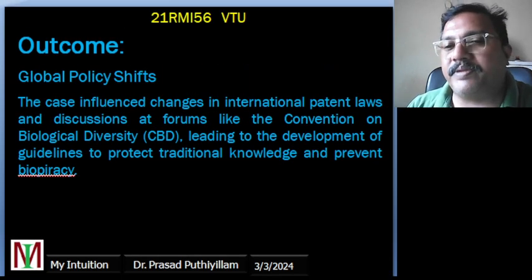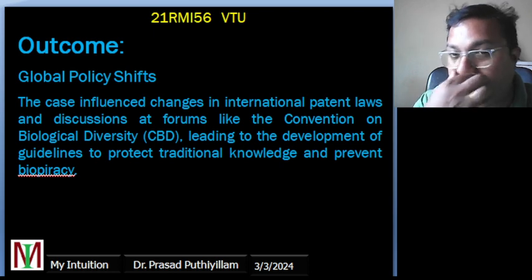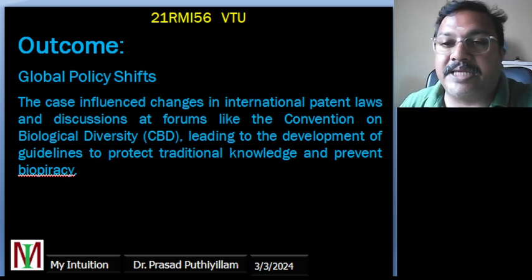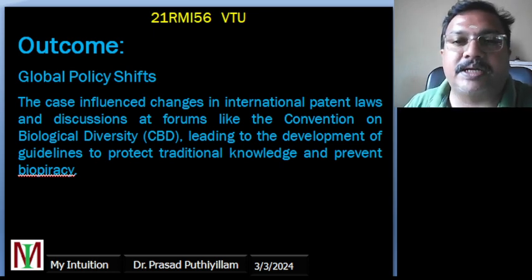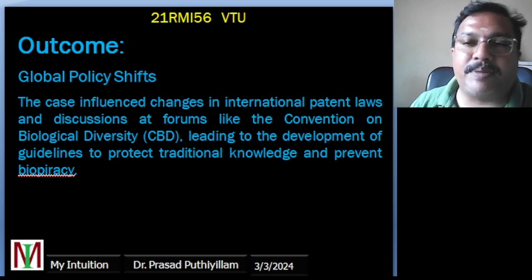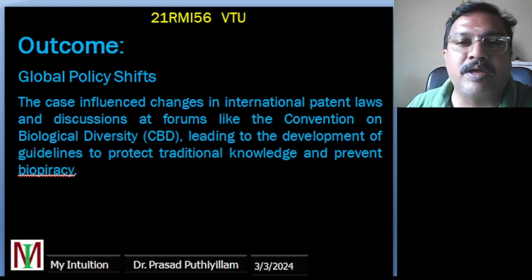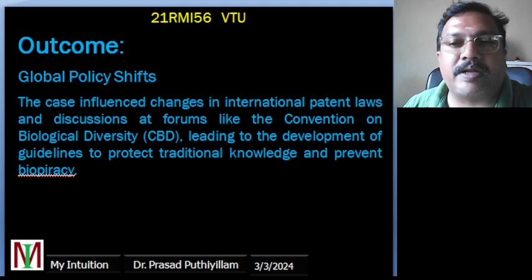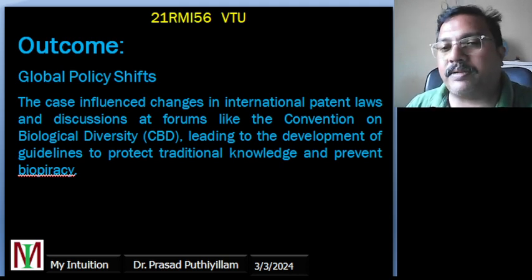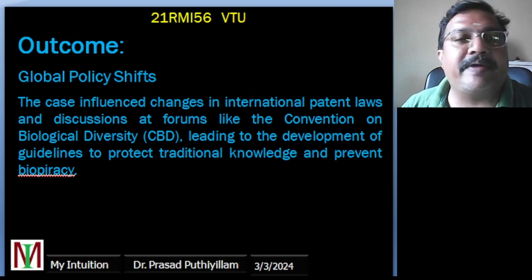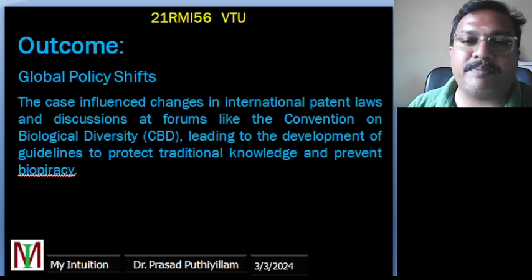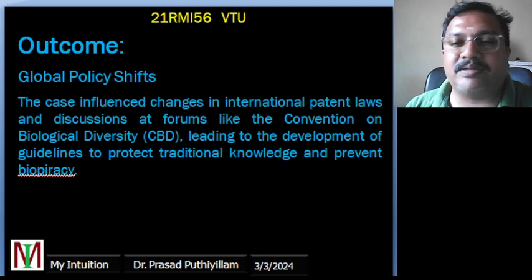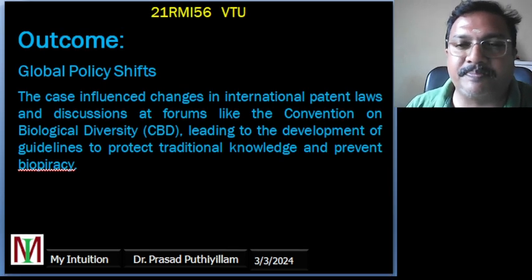Global policy shift. The case influenced international patent laws and discussions at various forums like the Convention on Biological Diversity, called CBD, leading to the development of guidelines to protect traditional knowledge and prevent biopiracy. The word biopiracy was introduced only during the 1990s.